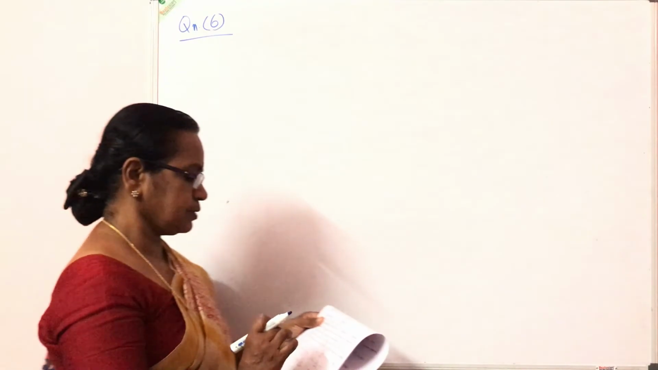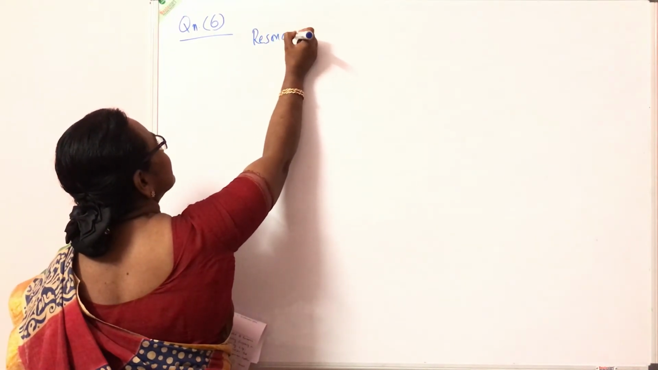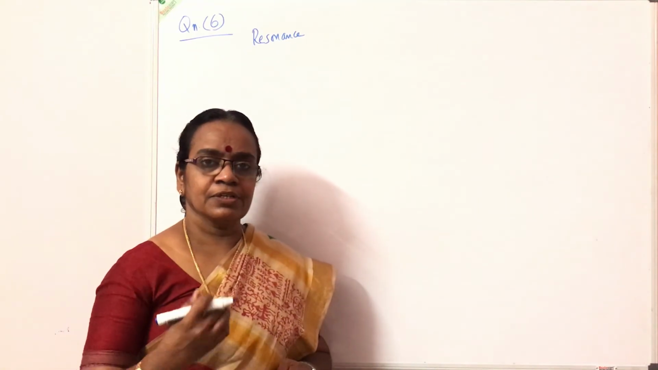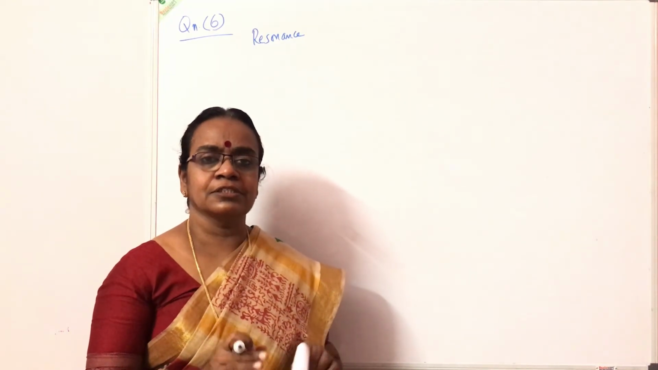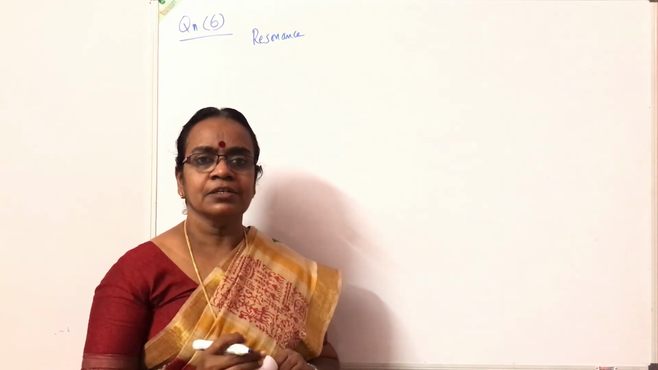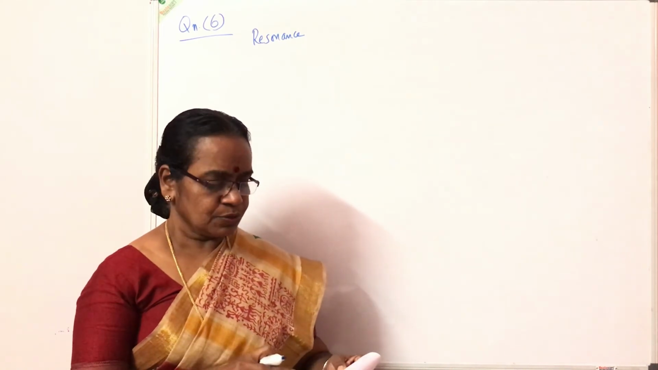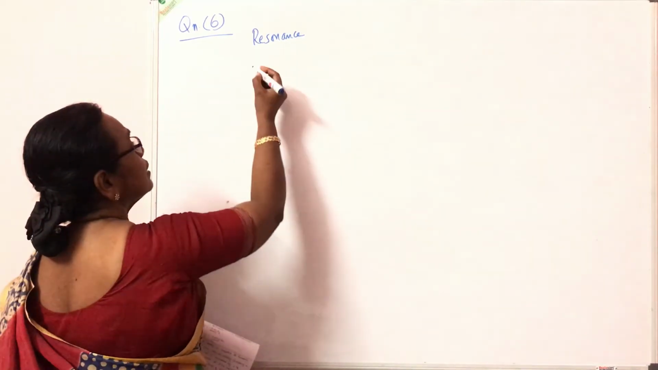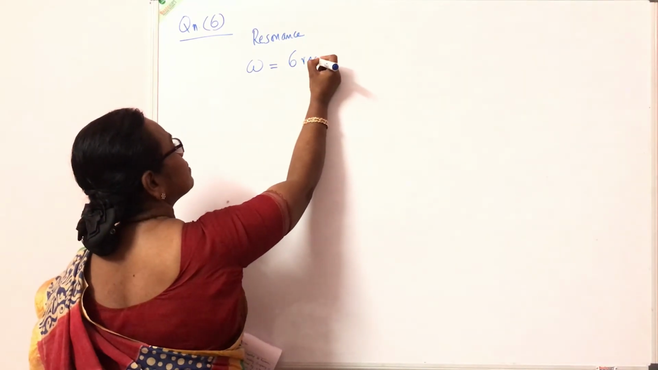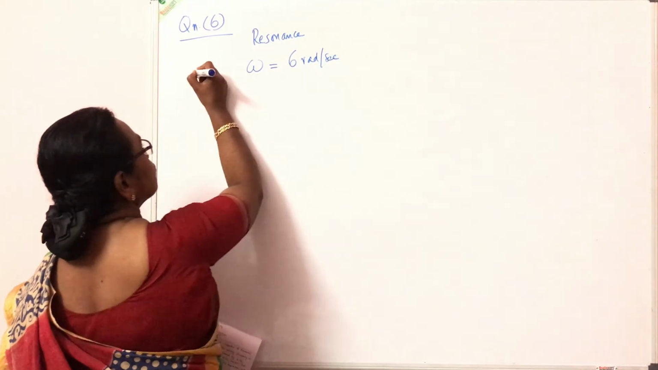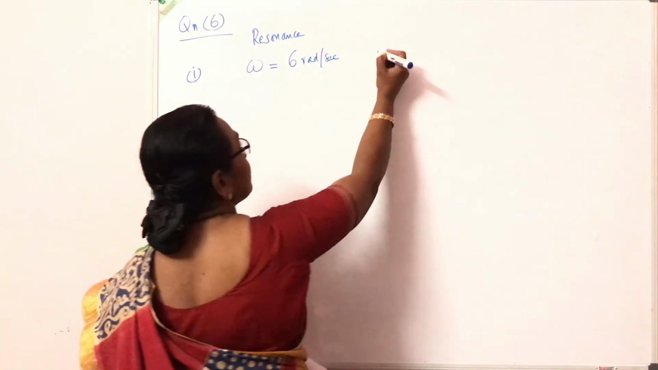Okay, coming to this question, the resonance. What is resonance? When the source of external frequency as well as the frequency of the system match with each other, the displacements will be very high. That condition is known as resonance. So here, when the external frequency becomes equal to the natural frequency of the system, 6 radians per second, that is case 1, resonance occurs. What is the expression for omega?